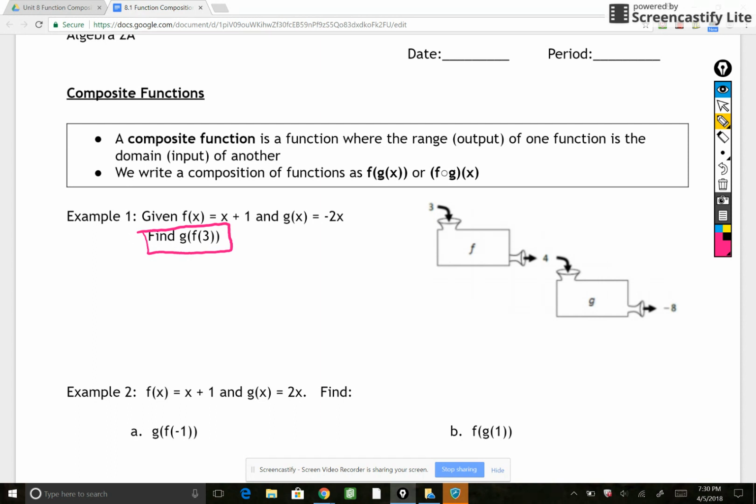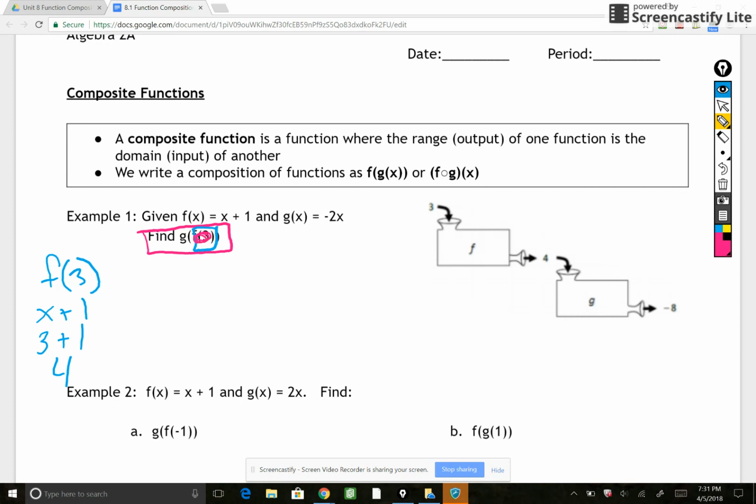So what you do is you start on the inside and you work your way out. So we're first going to look at the inside. The inside here is f of 3. So the first thing you have to find is f of 3. The f function is x plus 1, and they want to know when you plug 3 in, what do you get? 4.